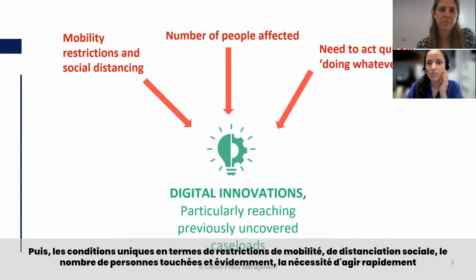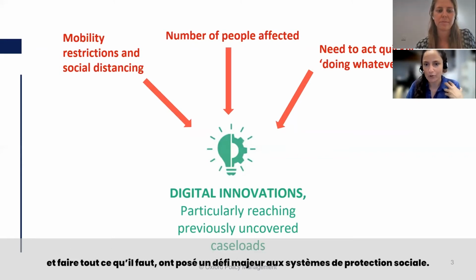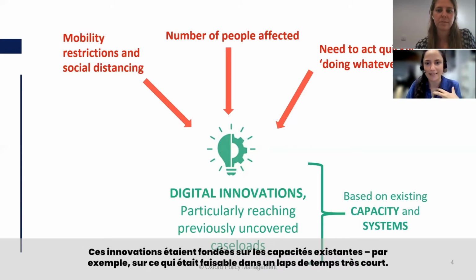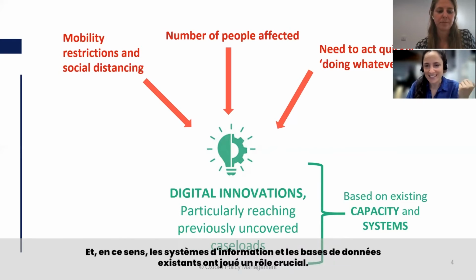Now, the unique conditions in terms of mobility restrictions and social distancing and the number of people affected, and obviously the need to act quickly and do whatever it takes, posed a major challenge to social protection systems. This led to interesting digital innovations, particularly in terms of registering previously uncovered caseloads by social assistance. These innovations were based on existing capacity, for instance, what was feasible within a very short time frame. And in this sense, existing information systems and databases played a crucial role.